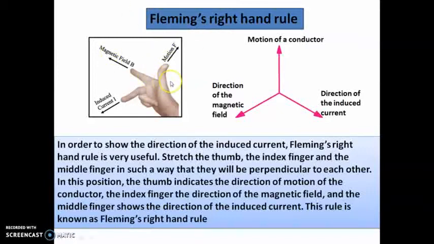Here the thumb indicates the direction of motion of the conductor, the index finger is the direction of magnetic field, and the middle finger shows the direction of induced current. So this will help us to identify the direction of the current.